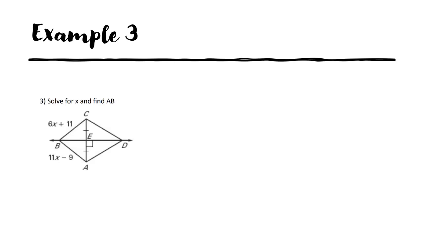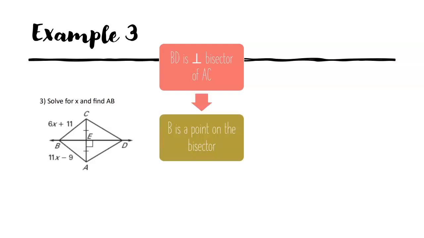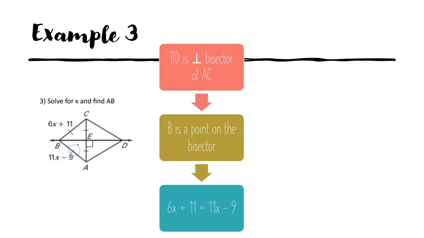Example 3 is the other way of thinking about this. Looking at the diagram, I know that BD is the perpendicular bisector of AC because I noticed that it's perpendicular, and I also noticed that it cuts AC in half. Knowing that it's a perpendicular bisector and that B is a point on the bisector, then I know that BC and AB must be congruent to each other because of the theorem.